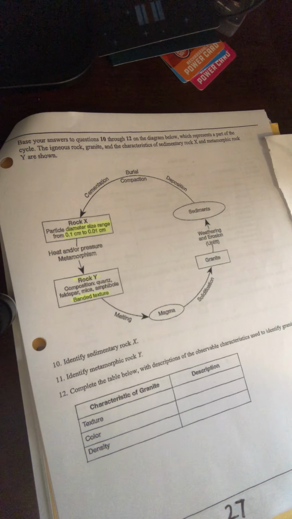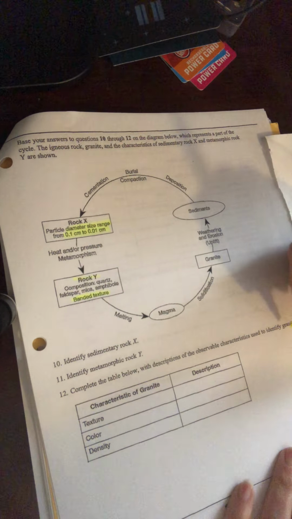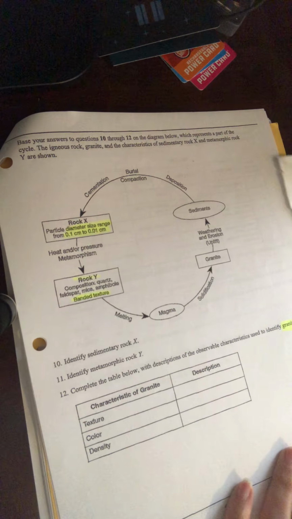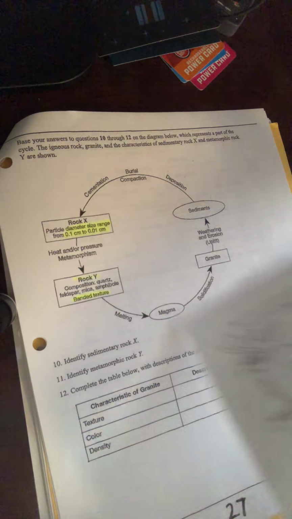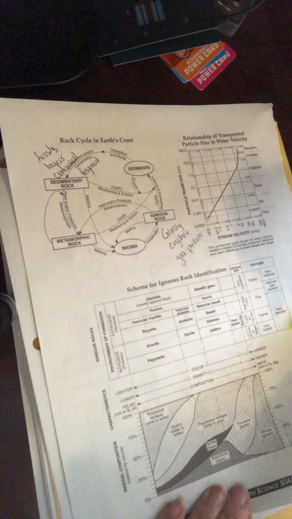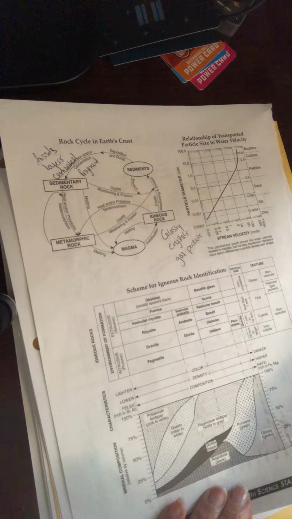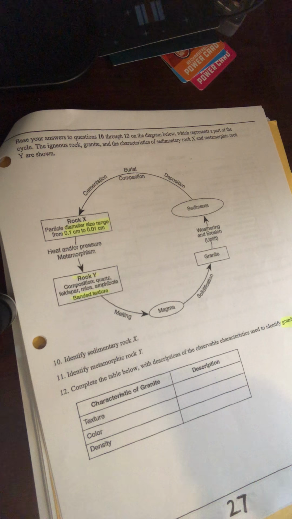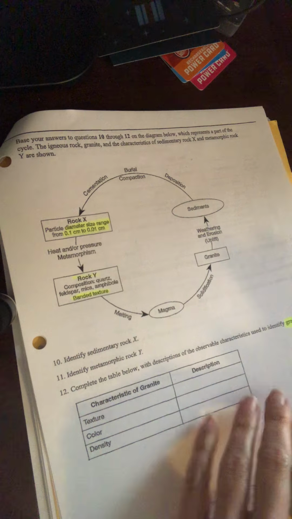And number 12, complete the table below with the descriptions of observable characteristics used to identify granite. So we are going to go to our igneous rock chart, which is found on page 6. We're going to look for granite, and we have all these different characteristics we can use. Turning right to page 28.